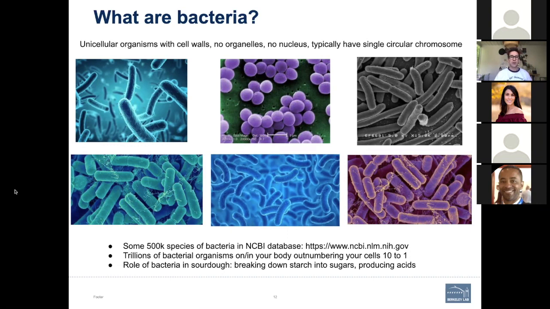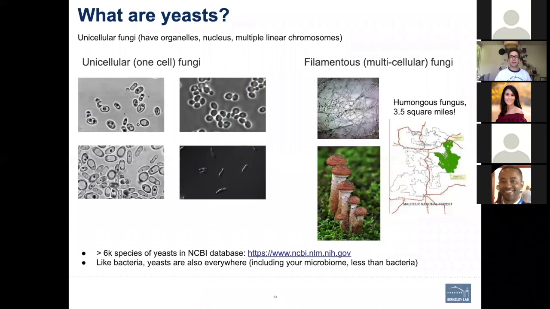Now, as far as your own microbiome, it turns out there are trillions of bacterial organisms on and in your body, mostly in your gut, but also your skin and other places, outnumbering your own cells 10 to 1. So in terms of number of cells, one way of thinking about it is that you're more bacteria than you are human, at least by that measure. Not really true, but it's just to let you know that bacteria are everywhere, including right there with you. And then, like I said, the role of bacteria in sourdough is to break down the starches and things into sugars for yeast. So what are yeasts?